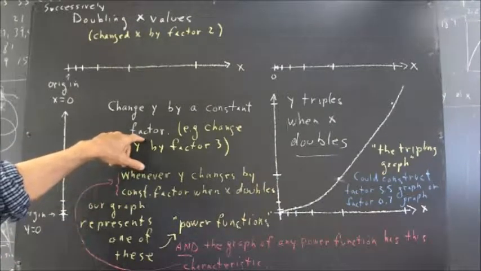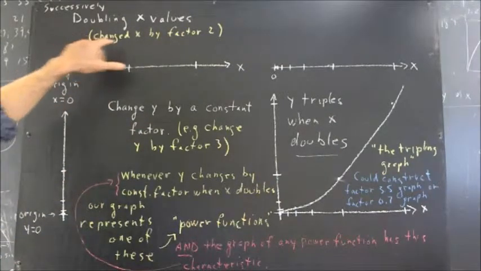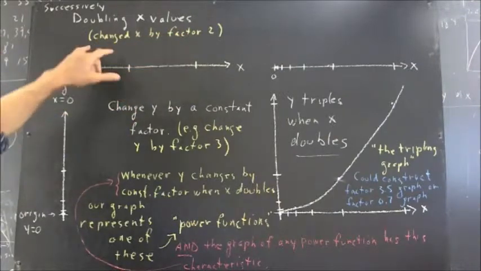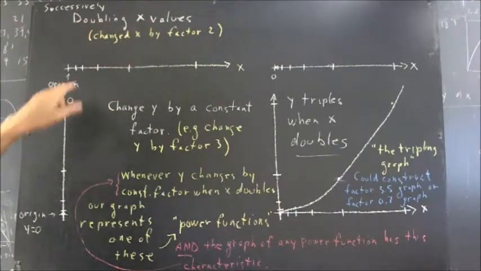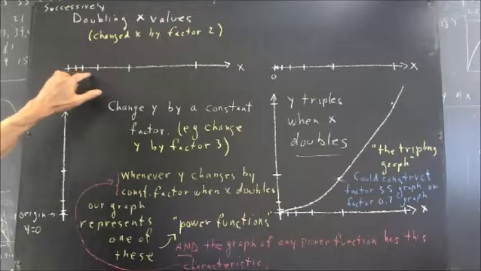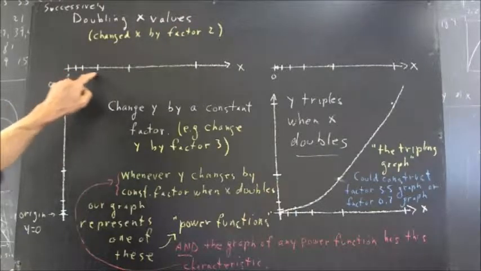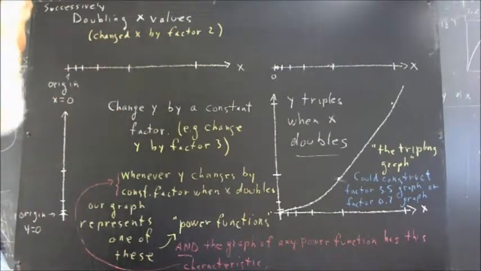Okay, now here we're going to do a y-axis, and we want to change y by a constant factor. Now let's back up and say changing x by factor 2. Okay, that's equivalent to doubling x. Between this x value and this x value, the value changes by factor 2. That is, it doubles, and we've seen that terminology.